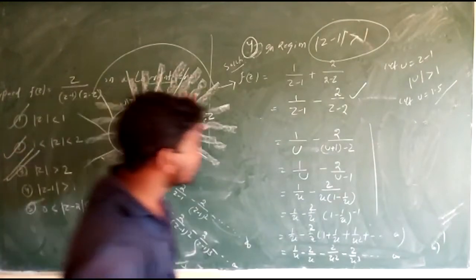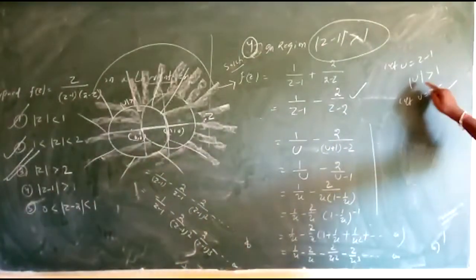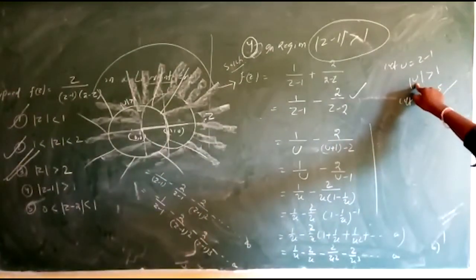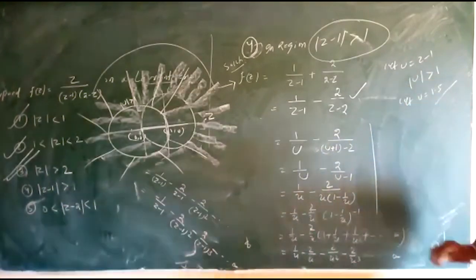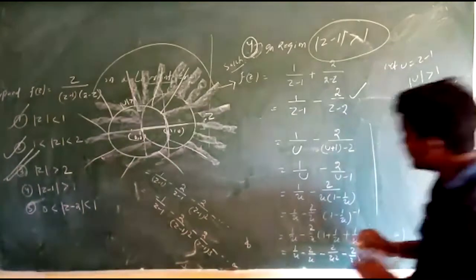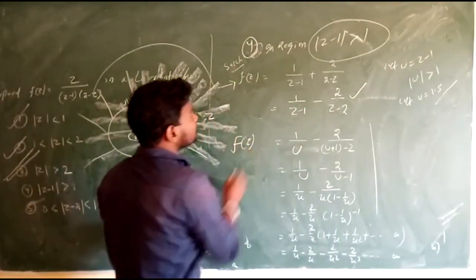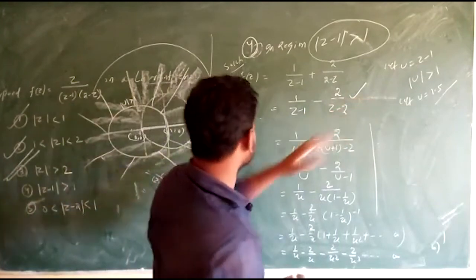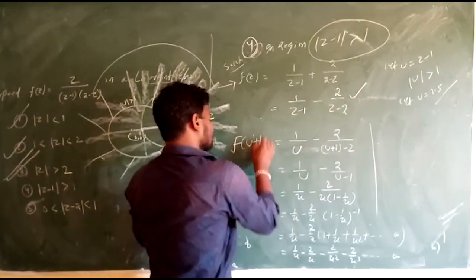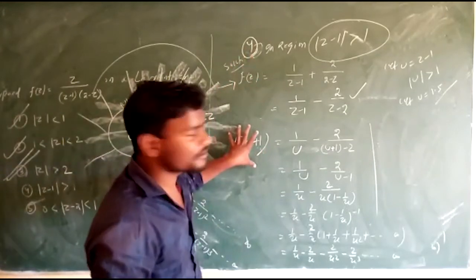We convert to this by putting u equal to 1.5. Suppose we choose a number u which is greater than 1. Suppose u equal to 1.5. We converted f of z as what is it? u plus 1. f of u plus 1. We converted f of z, that means f of u plus 1.